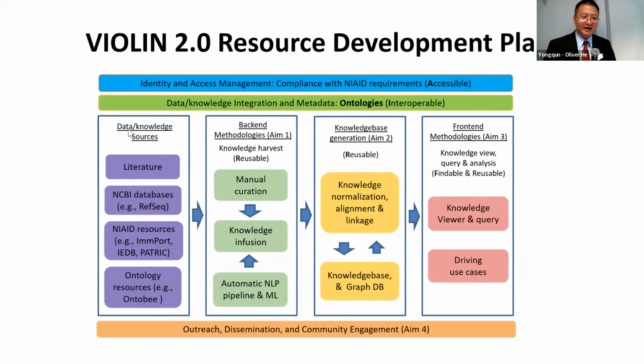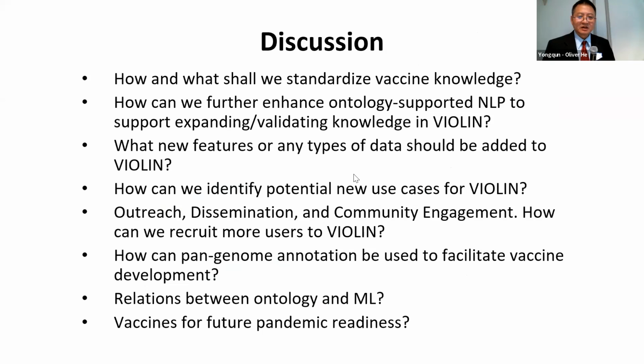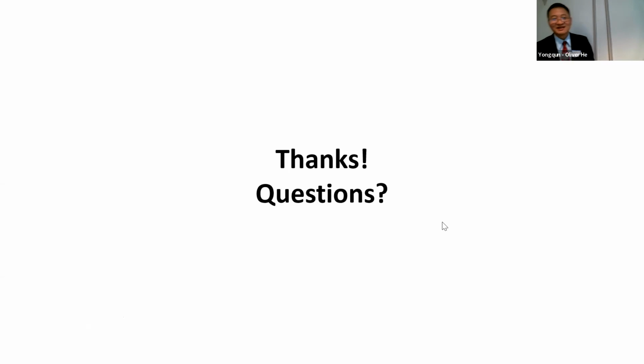So this is more like our organization, and these are the VIOLIN resources. We have the data part, the methods part, the knowledge part, and then the front end part. And this is, again, more like an ontology, so you can put the pieces all together in an integrated way. This discussion material is for our discussion after each of our panelists talks. Okay, I think I'm done here.